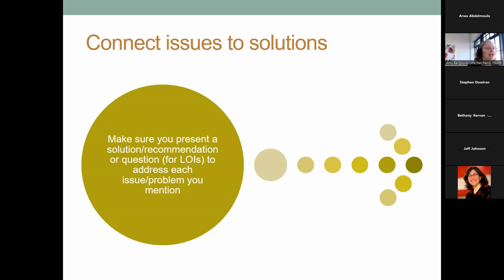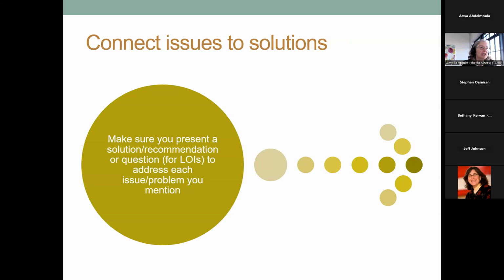And always connect issues to solutions. Depending on the posture of your report, make sure you present a solution or a recommendation or a question to address each issue or problem you mentioned. So if you go through the body of your report where you're presenting all of that information, make sure you have questions or recommendations that would help address those issues you identify. You don't want to have dangling information out there with no action item for the committee experts.